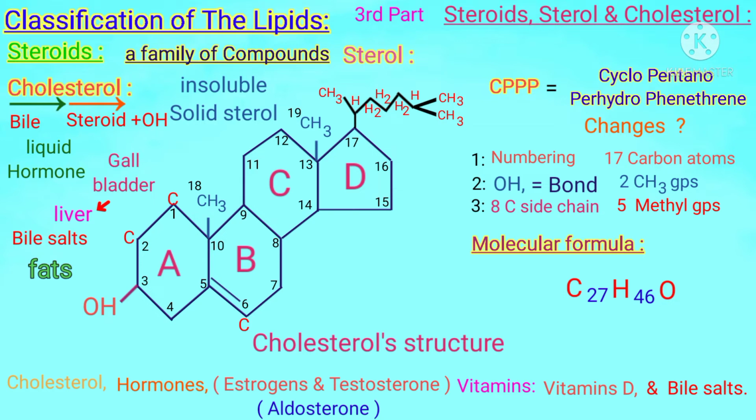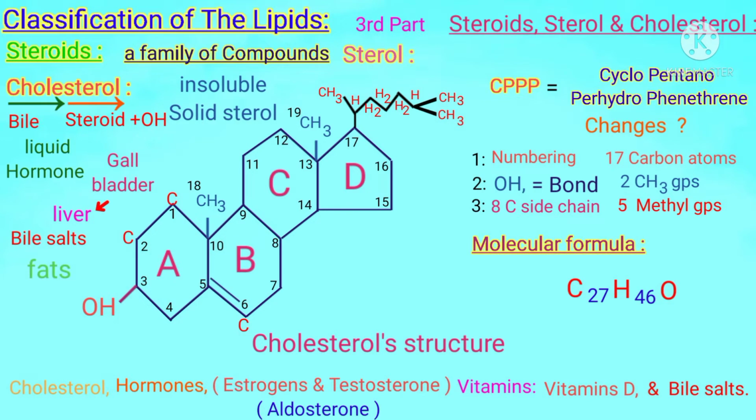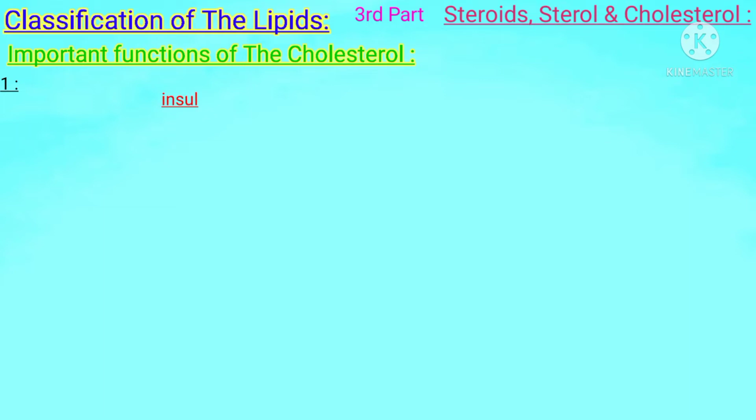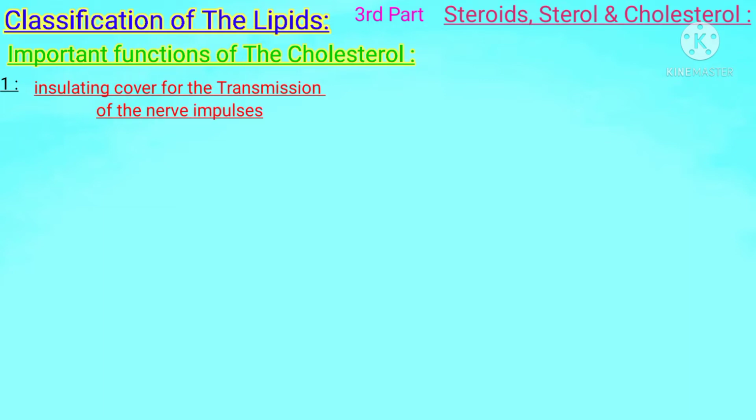Dear students, as we have done the structure of steroids, sterol and cholesterol, next we will see some important functions of cholesterol in animals as well as in plants. Students, what are the functions of cholesterol? Let's see. Cholesterol performs many important functions. First one is that cholesterol acts as an insulating cover for the transmission of nerve impulses inside our brain.